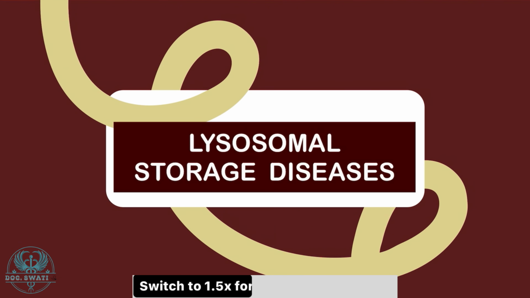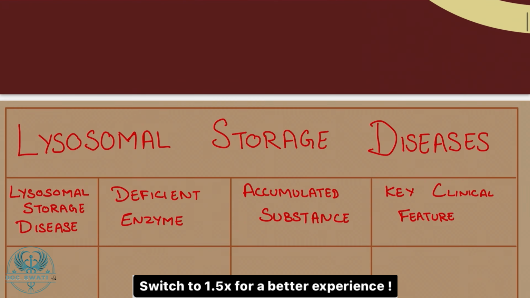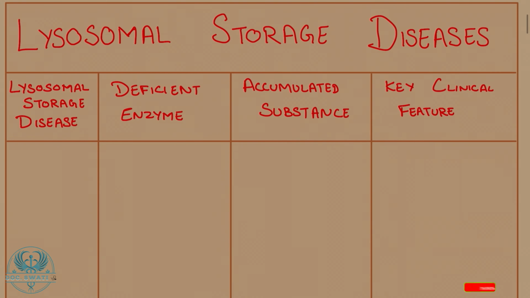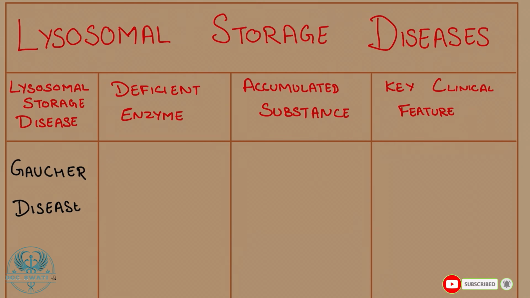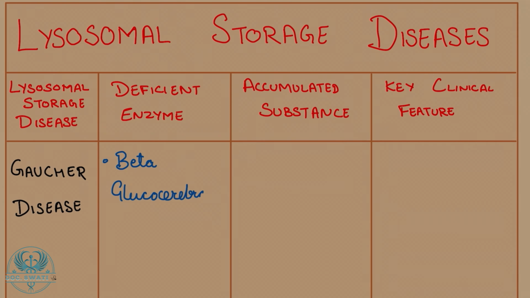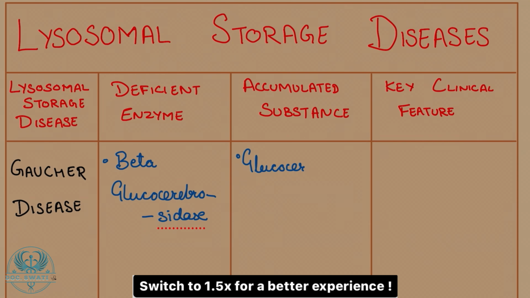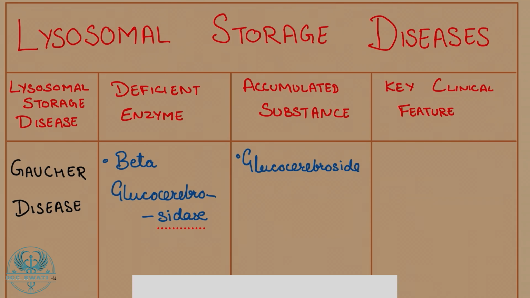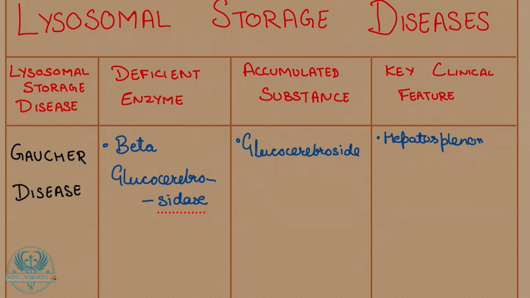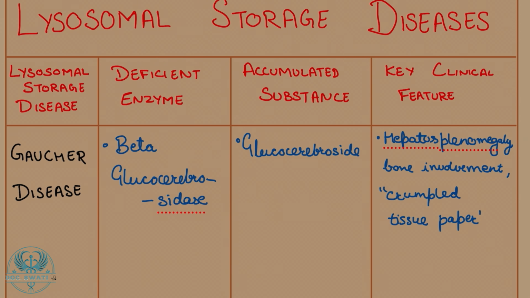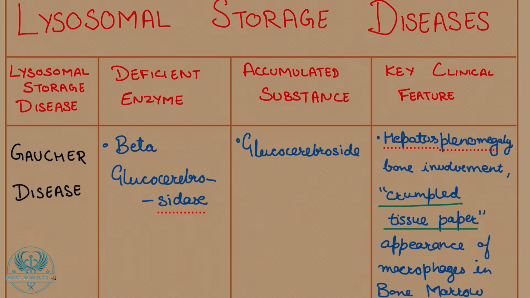Today we'll talk about all the lysosomal storage diseases. So let's begin our discussion. The first lysosomal disease we'll talk about today is Gaucher's disease. It is caused due to the deficiency of beta-glucocerebrosidase. In Gaucher's disease, there is an accumulation of glucocerebroside. The key clinical features include hepatosplenomegaly, bone involvement and crumpled tissue paper appearance of macrophages in the bone marrow.